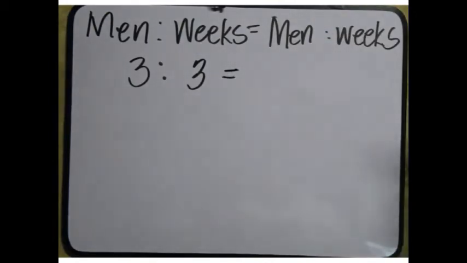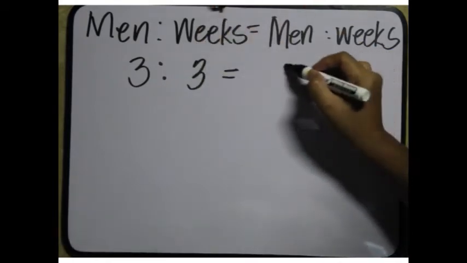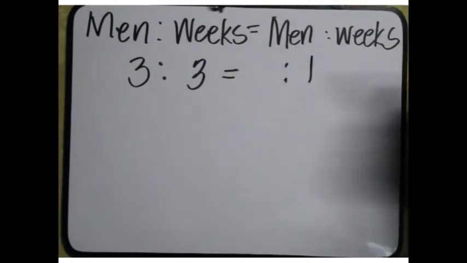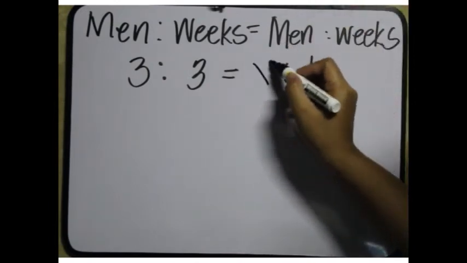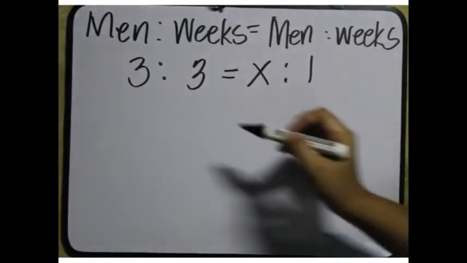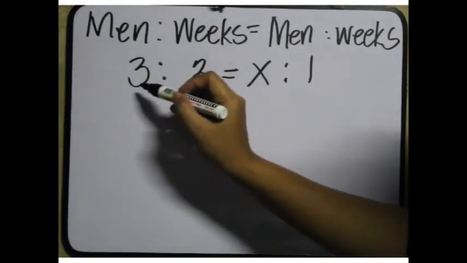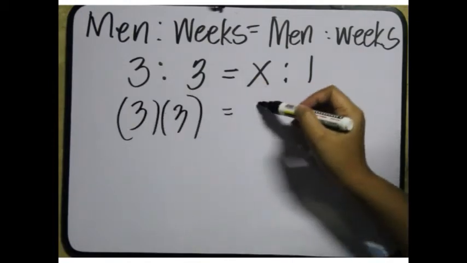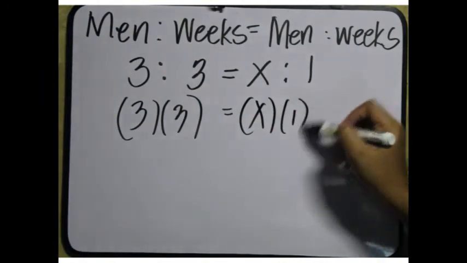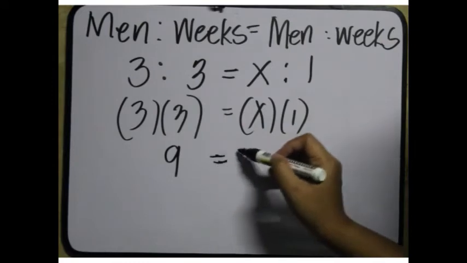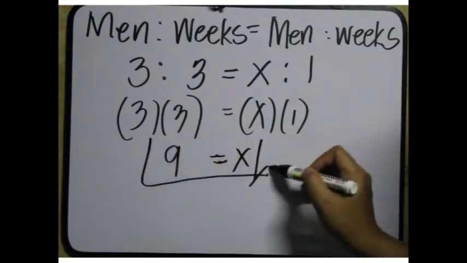And then, how many men will be needed if the project is to be completed in 1 week? So we have 1 week. We don't know yet how many men, so we can put x as our unknown number. Now for inverse proportion, extremes by means, so 3 times 3 is equal to x times 1. 3 times 3, that would be 9, is equal to x times 1, which is also x. Therefore, x is equal to 9.